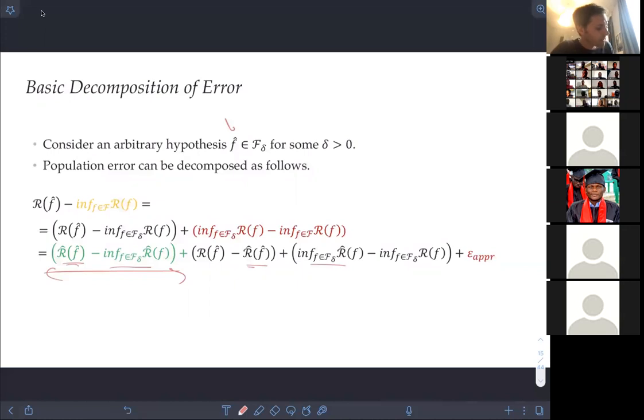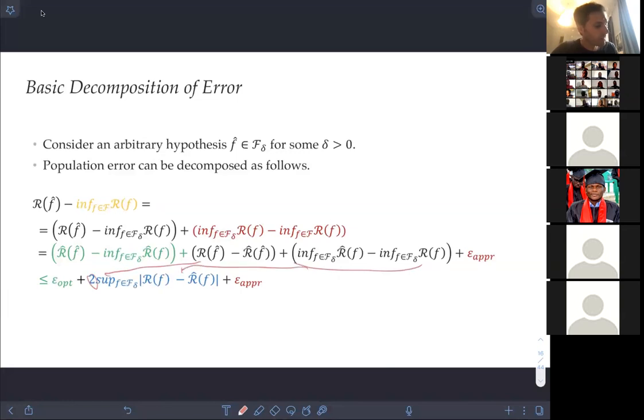Now I'm left with two terms here that really look like something that relates the population objective with the training objective, right? So here you have a pointwise difference between R of F hat minus R hat of F hat. And here you have a difference of minimizers of the loss functions. So it's actually not hard to see that these two terms, we can pack them together, right? We can upper bound these two terms by the largest fluctuation between the training and the test over my ball. Okay, and one of these two terms comes directly from this term, and the other one comes from this term, okay?